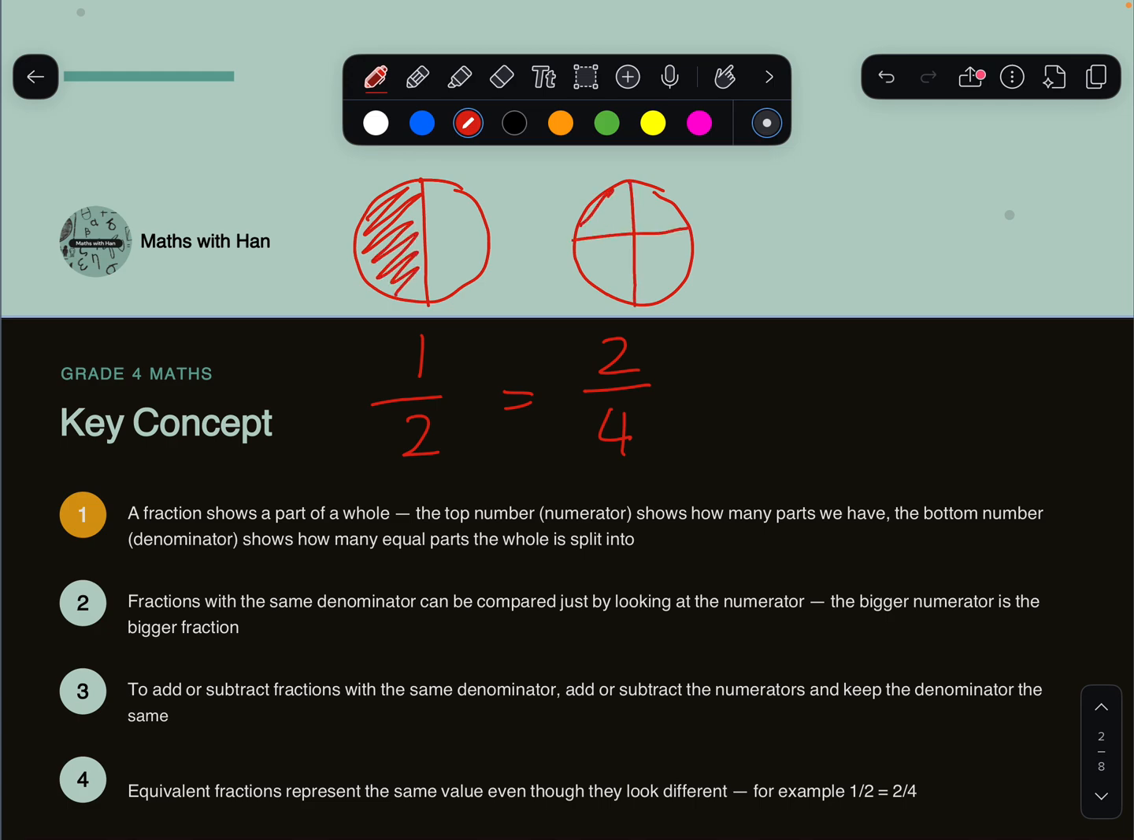2/4 is these 2 slices, and you can see you get the same amount of cake. So 1/2 is equal to 2/4.